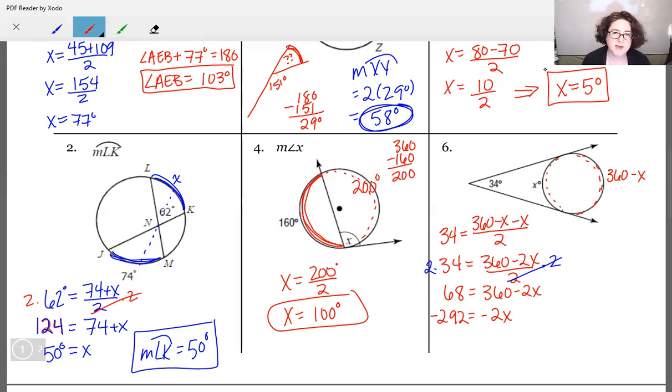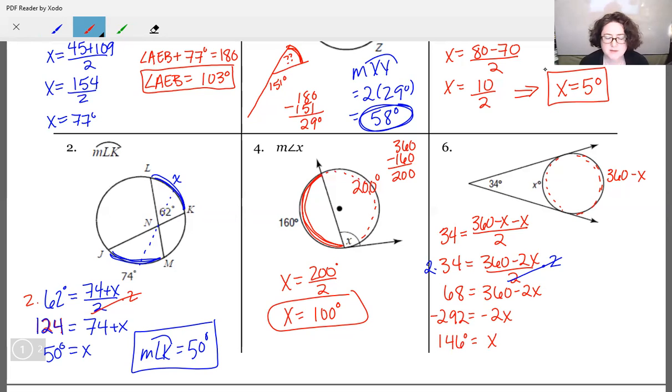And here's why I know it's okay. What's going to happen when we divide both sides by negative 2? Well, with the x, there's just no more negative. And let's see, negative 292 divided by negative 2. Well, negative divided by negative is going to give us a positive, and it's going to come out to be 146.